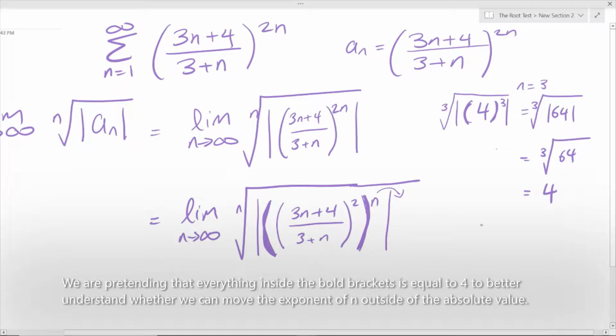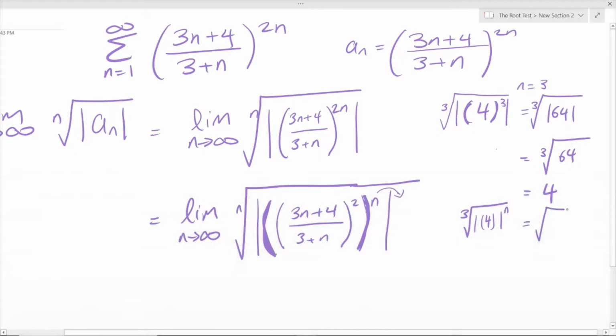Now, similarly, let's consider that the n is outside of the absolute value sign. So we have the absolute value sign, we have 4 in here, and 4 is this whole thing inside the bold brackets. So let's say we take that n out, put it here. Our n is 3, so let's rewrite this as 3. So 3 and 3, they're going to cancel out after, but let's actually look at this case.